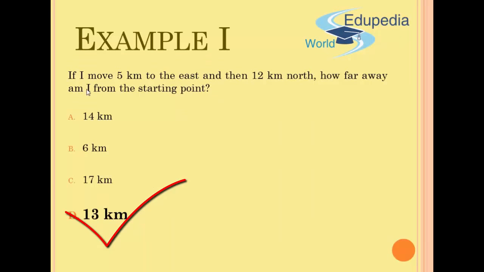If I move 5 kilometers to the east and then I move 12 kilometers north, I am 13 kilometers away from the starting point. And this solves my problem. So I hope the Pythagorean theorem is clear to you. Of course, you can go back and go over the Pythagorean theorem once more.